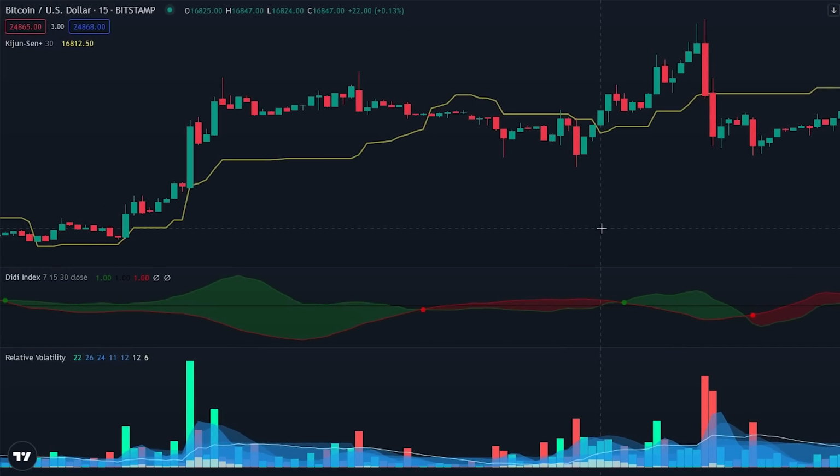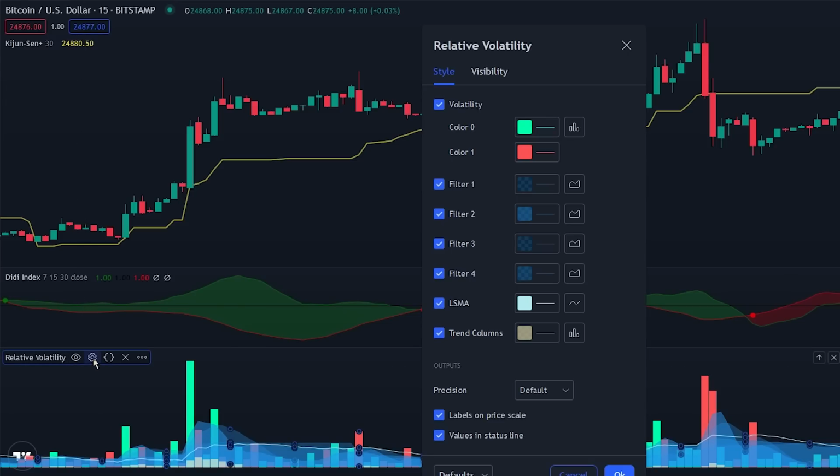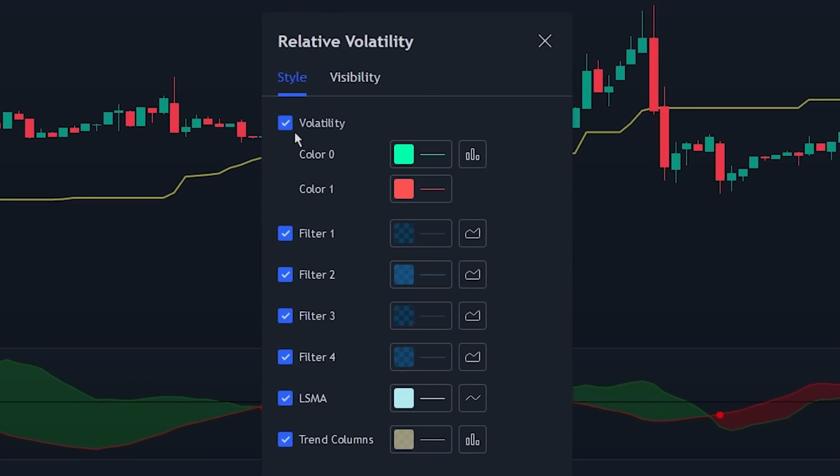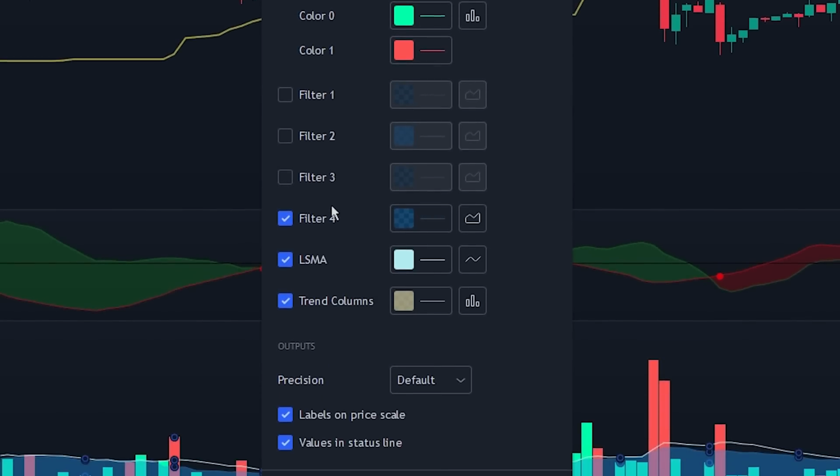The last indicator we will be changing the settings for is the volatility indicator. Click on the Indicator Settings tab and navigate to the Style tab. We'll be unchecking the first 3 filter checkboxes. That was all that we needed to do.